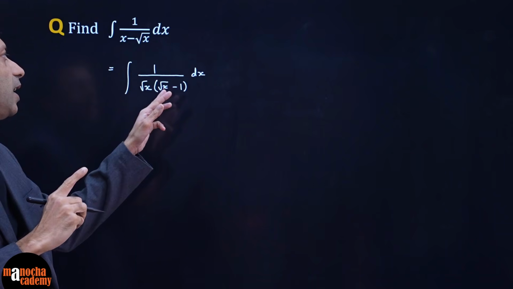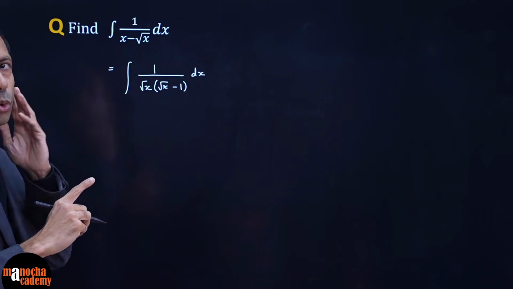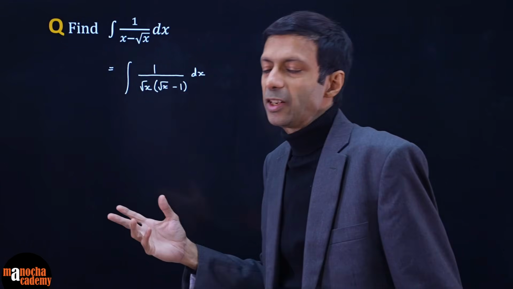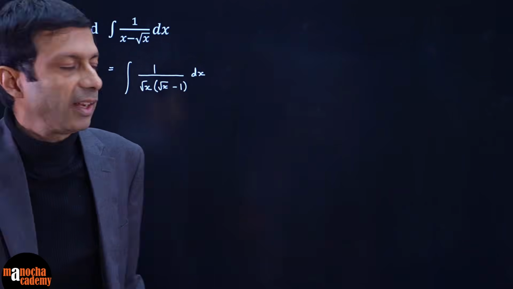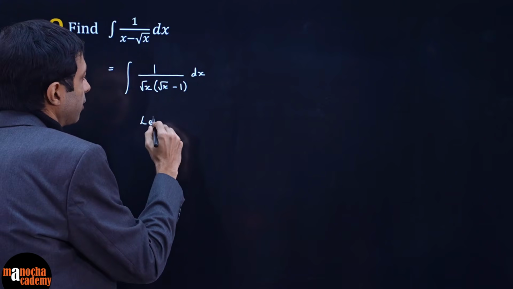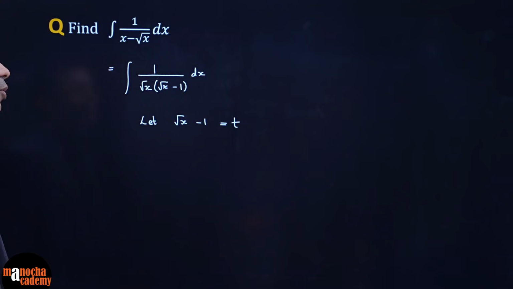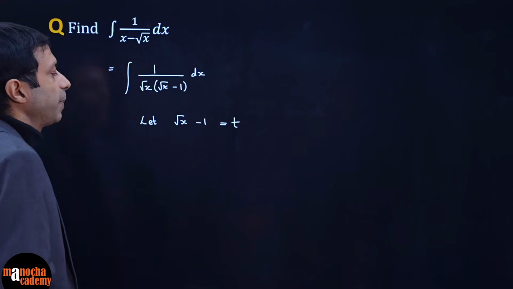Now again, you have to look for, if I differentiate this guy, will I get this? Which one to take as t? If I want to try substitution, which one should I take as t? So either way you can take, but mostly root x minus 1, you'll try to absorb the constant in the t. So you try this out. Let root x minus 1 equal to t. Okay, equal to t. Now differentiating with respect to t, what will you get?